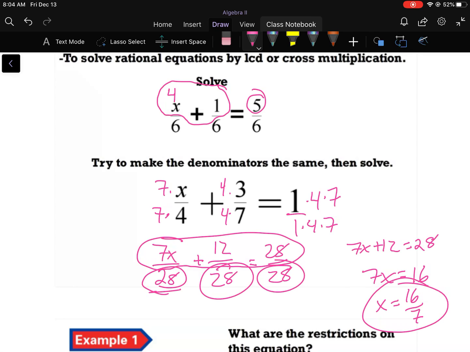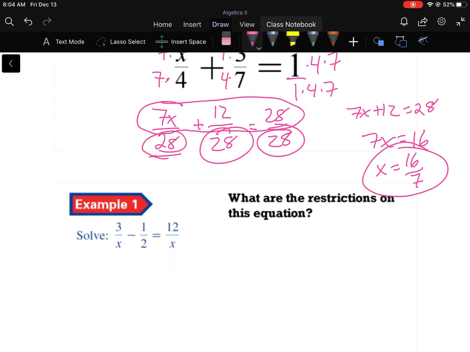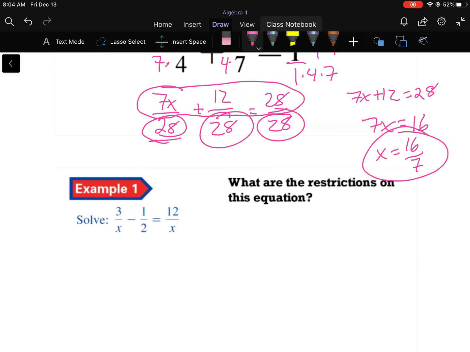Here we go. Let's try another one here with a little bit more to it. So I need to make them all the same denominator. So I'm looking, I've got an x and a 2. So I'm going to make them all a common denominator of 2x. So my first fraction already has the x, and I'm going to multiply it by 2. x and 2.